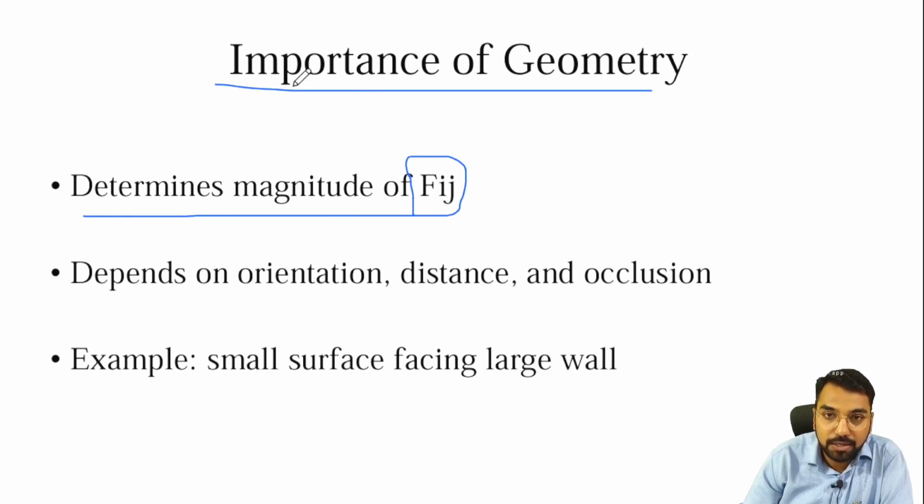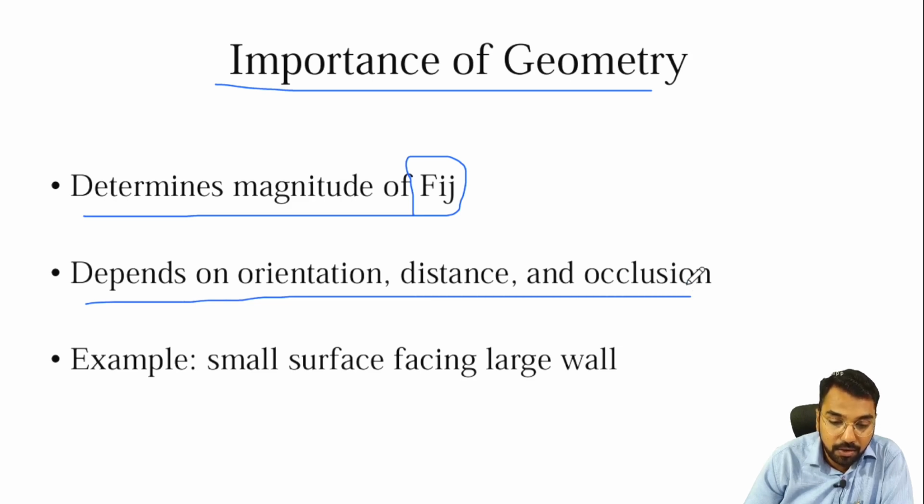That we have seen the fraction of radiation from Ai, that is the surface area of one object, to Aj, the surface area of another object. So it depends upon orientation, distance and occlusion. For example, a small surface facing the large wall.